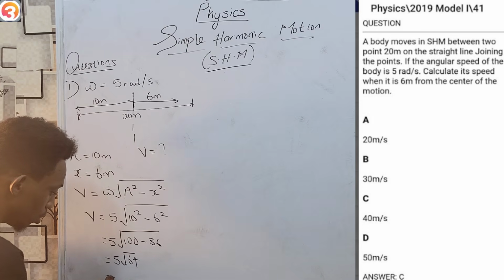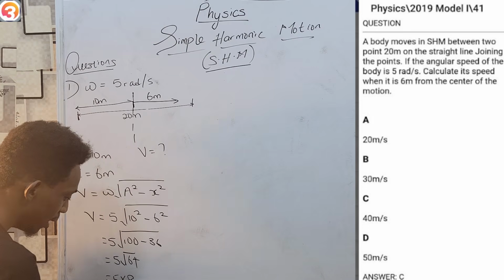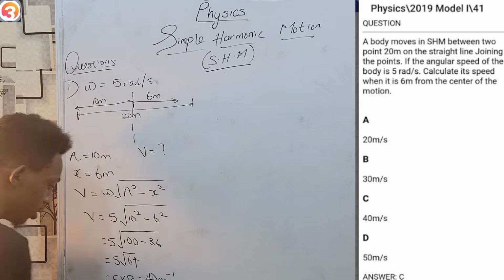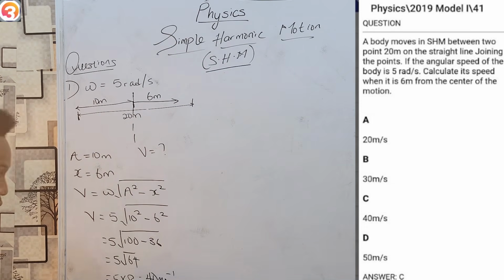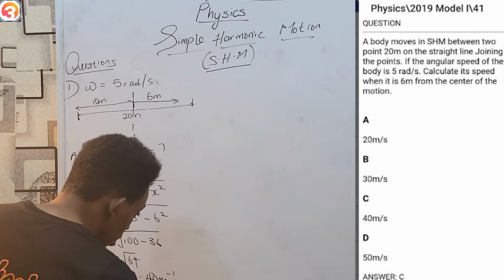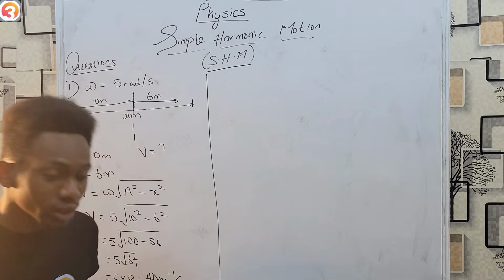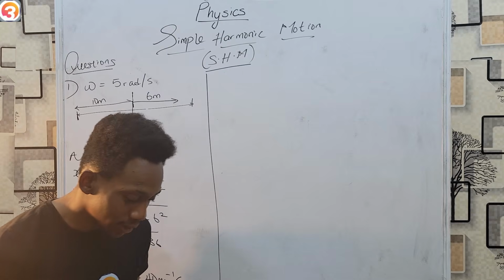That becomes 5 times 8, which gives us 40 meters per second. And if I look at my options, that is very obviously option C. So you see, our methods are simple and precise.